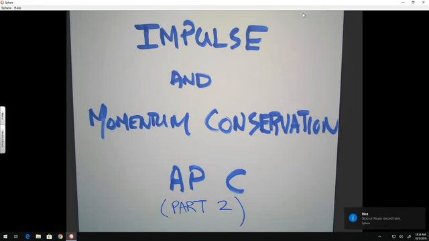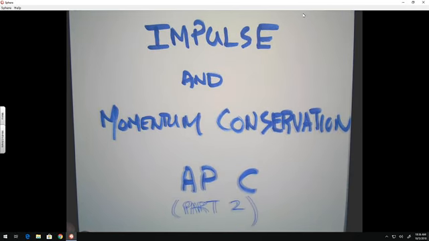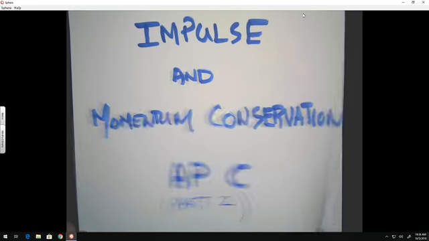Okay, so this is part 2 of the video sequence on impulse and momentum conservation. In the last video we defined impulse and gave some examples. In this video we're going to show how it leads to momentum conservation under the right circumstances. So this is part 2. It's a little bit faster than part 1.